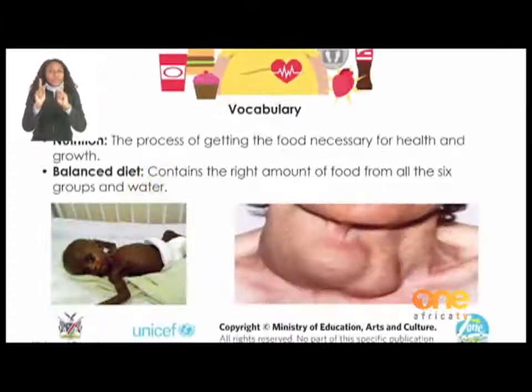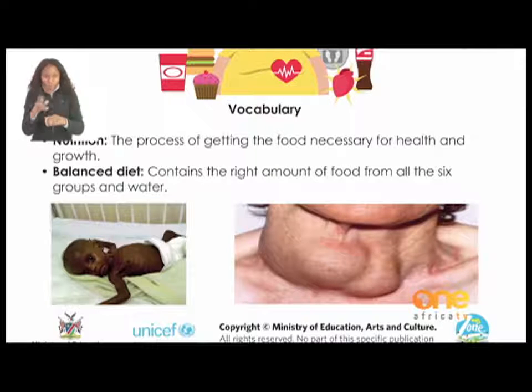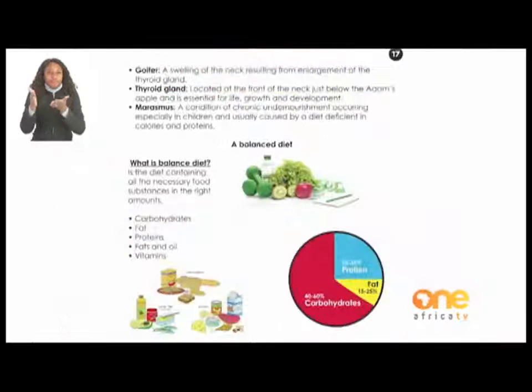Well, to continue, let's look at our vocabulary. Our vocabulary today is nutrition. This is the process of getting the food necessary for health and growth. Balanced diet: it contains the right amount of food from all the 6 food groups, including water. Let's go now to page 17.